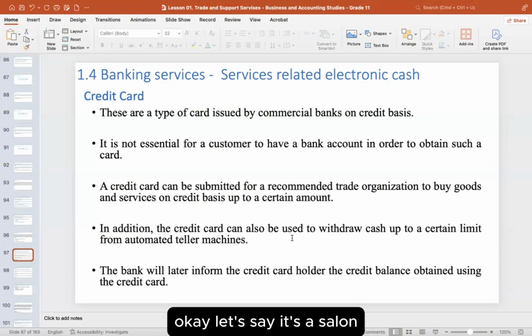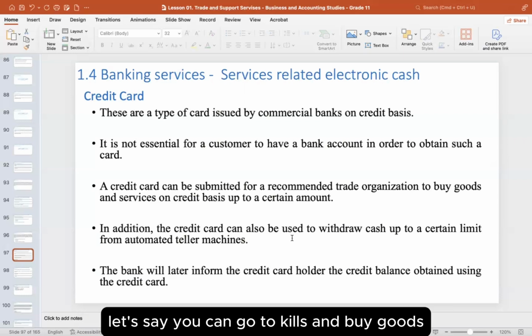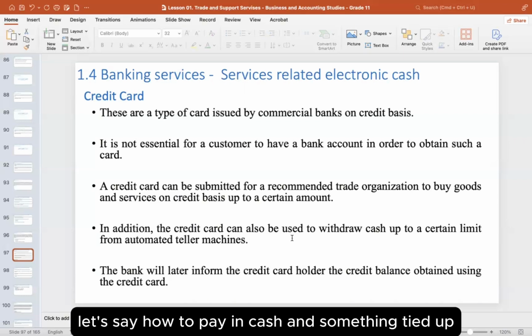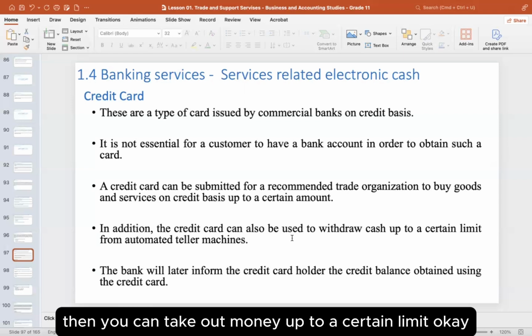Let's say it's a salon. You can go and pay and take the salon services. Let's say you can go to Kiehl's and buy goods. Or else, let's say you have to pay in cash, you can put it into an ATM machine and you can take out money up to a certain limit.